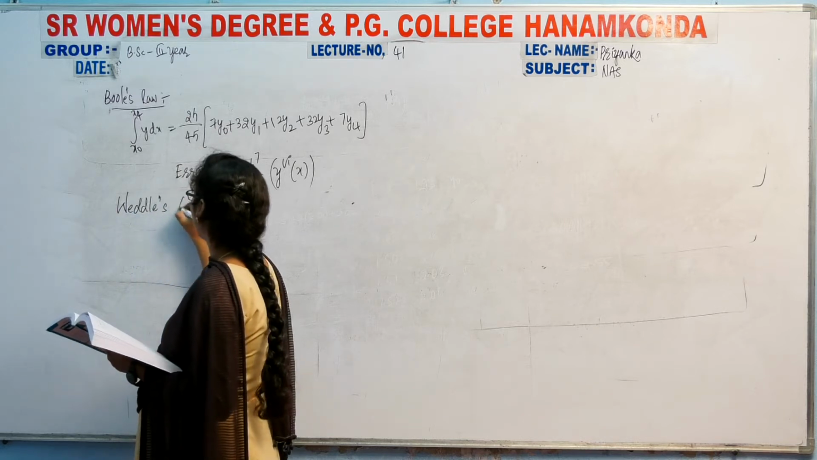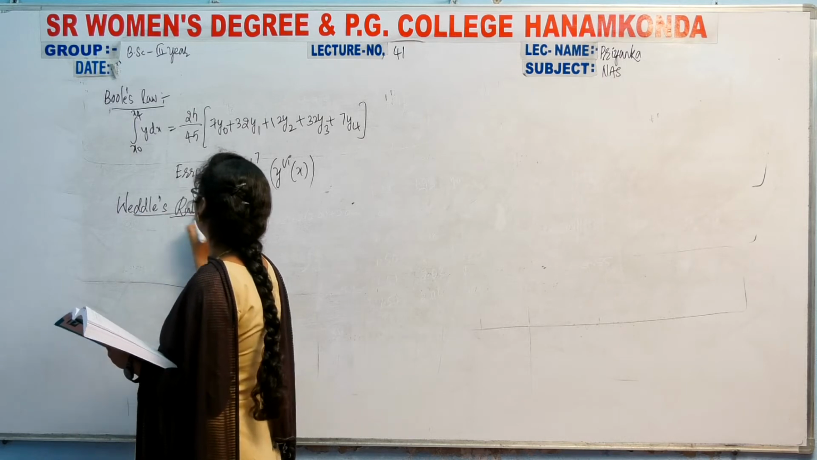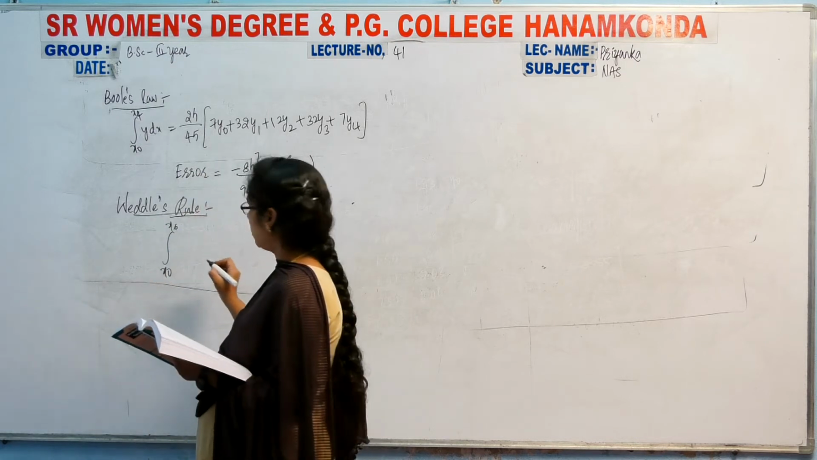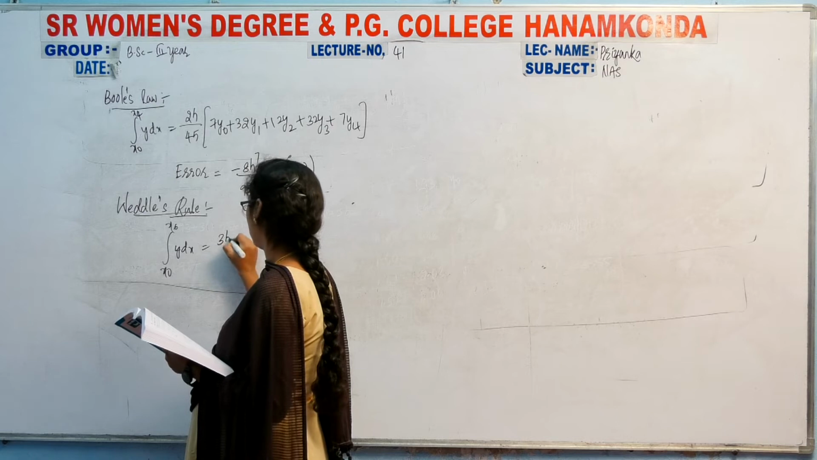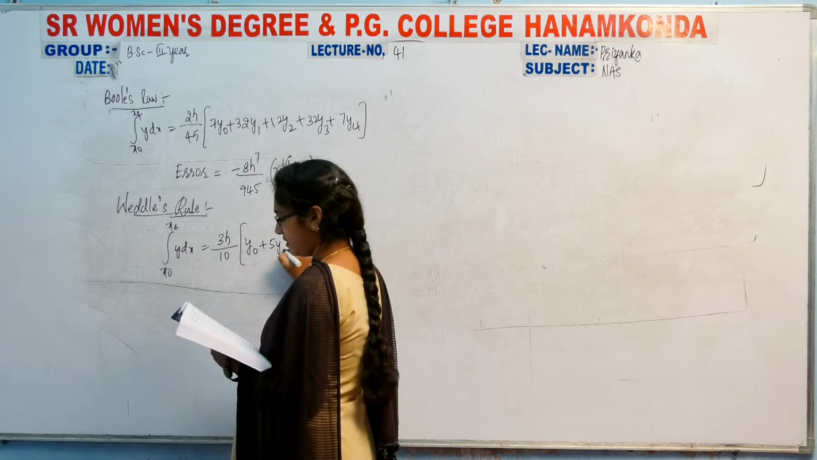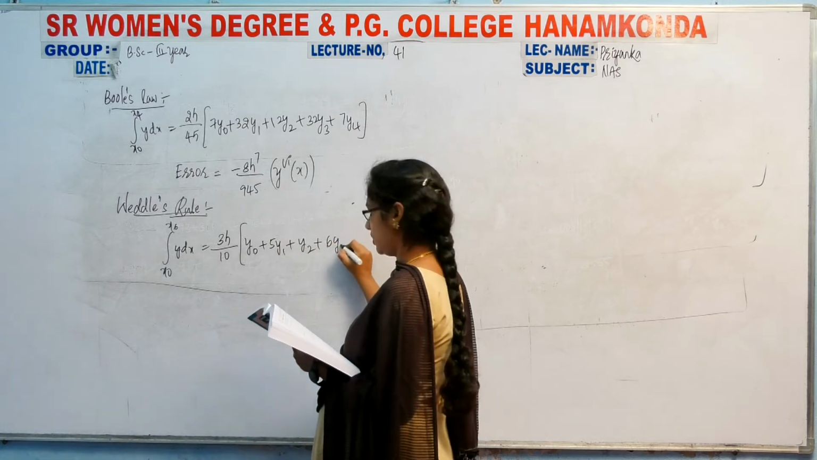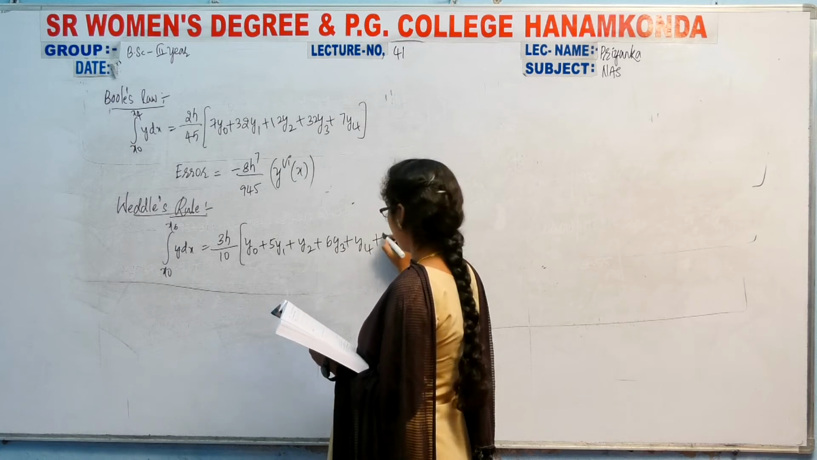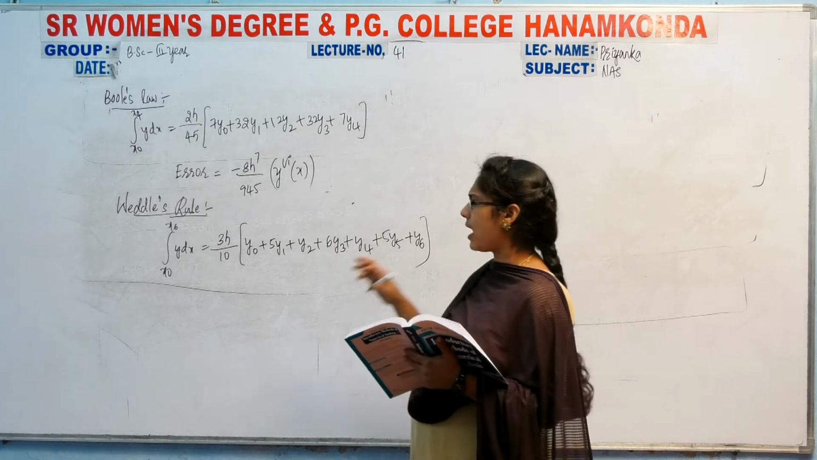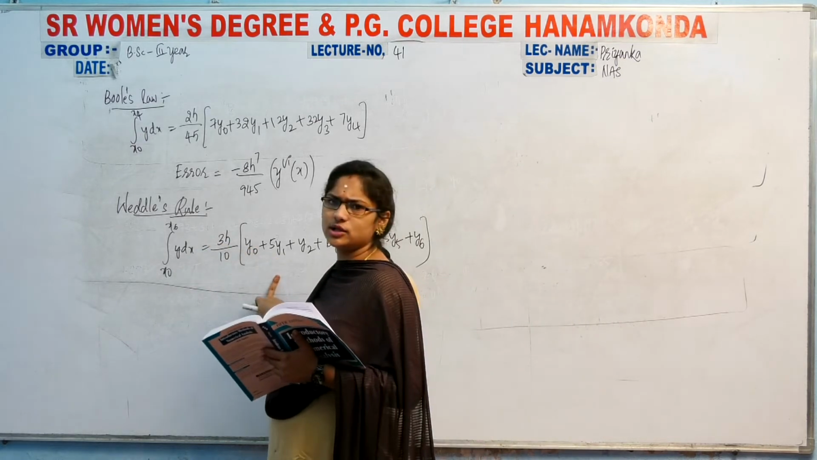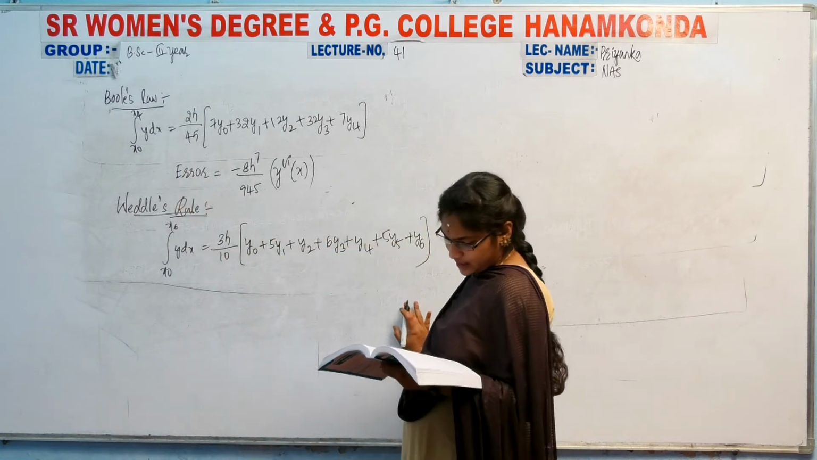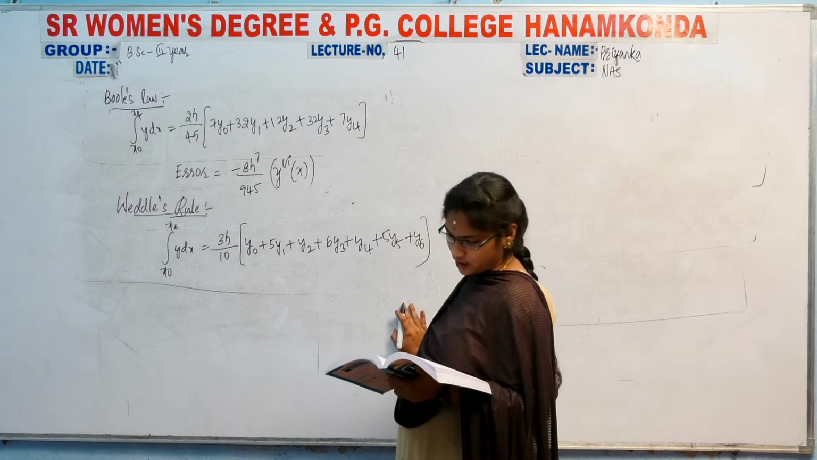Weddle's rule is integral x0 to x6 for 6 values, y dx, y0 plus 5y1, y2, 6y3, y4 plus 5y5 plus y6. That's it. We don't have it for n values and so on. So simply if you have n is equal to 6, you have to use Weddle's rule. If you have n is equal to 4, then you have to use this Boole's rule. That's it. Okay. Next I am going to give another formula.